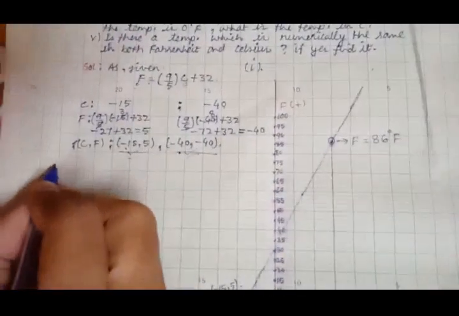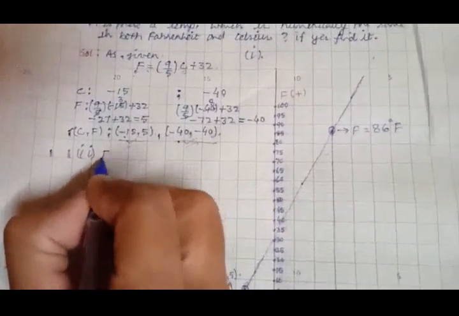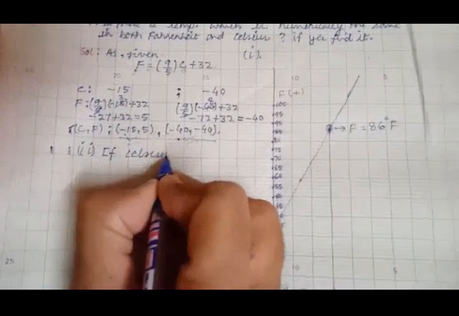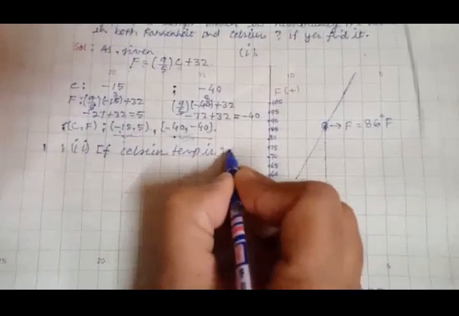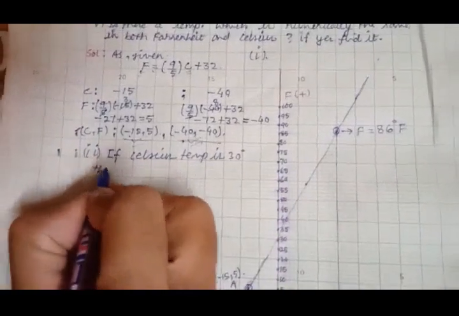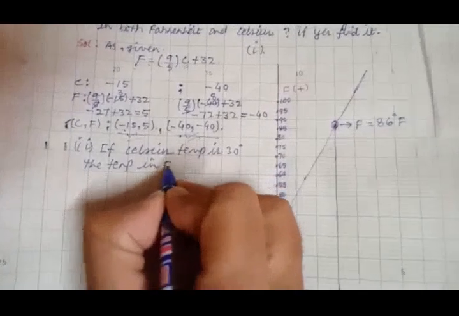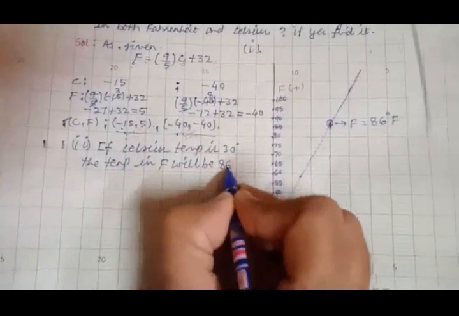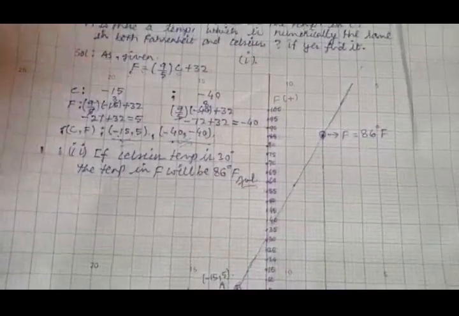So you may declare that if the Celsius temperature is 30, the temperature in Fahrenheit will be 86 degrees Fahrenheit. That's the required second answer.